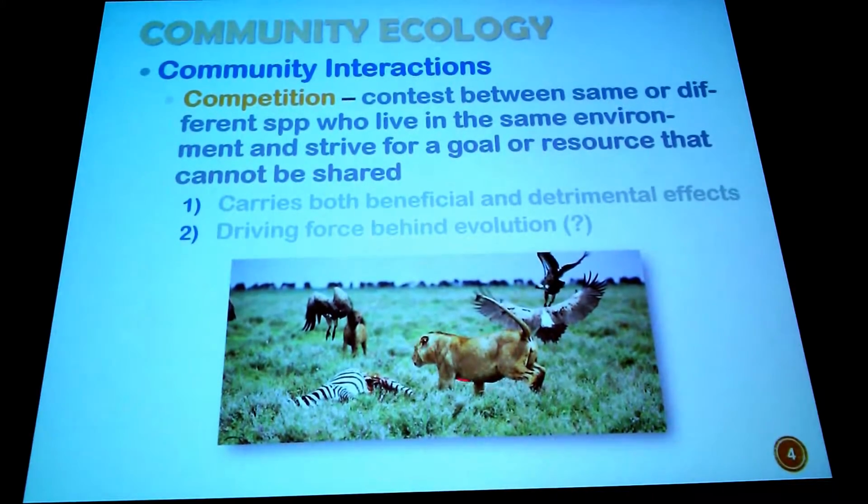Here's the lion, looks like it's got first dibs. You've got a hyena waiting here. That'll probably be second in line. It'll eat whatever the lion leaves behind. And then the vultures will pick at whatever the hyena leaves behind.